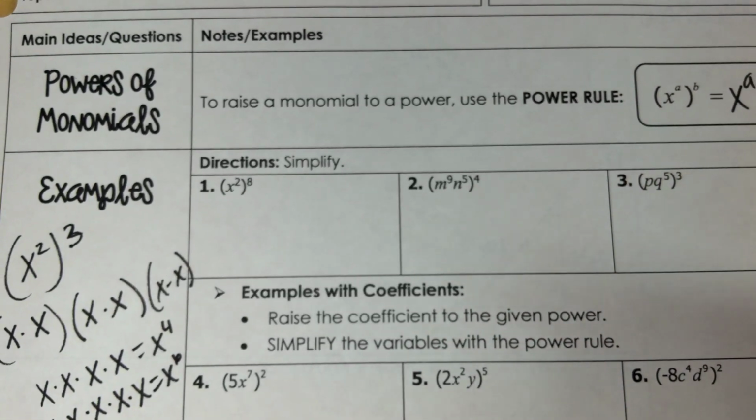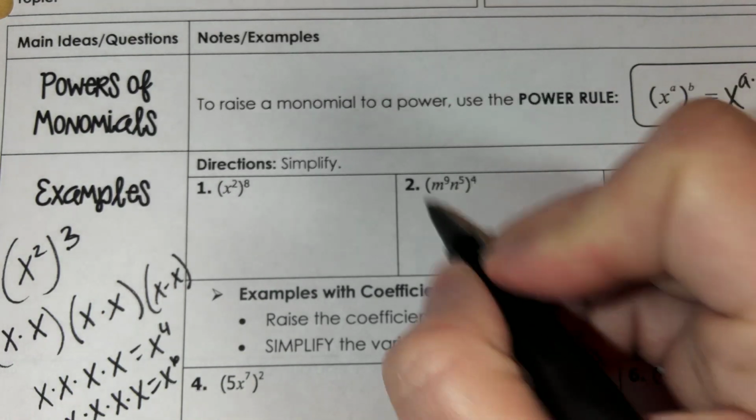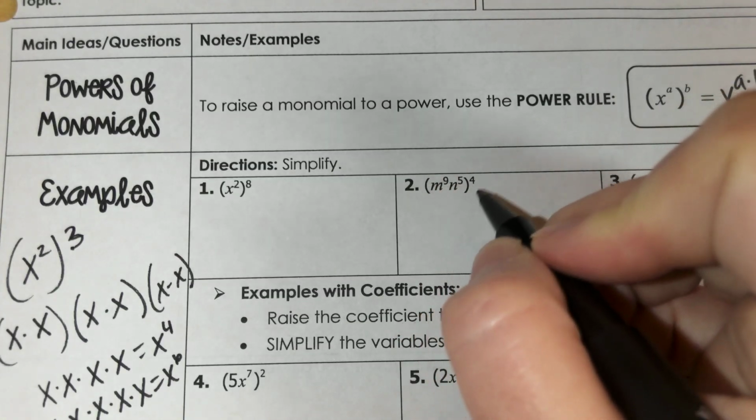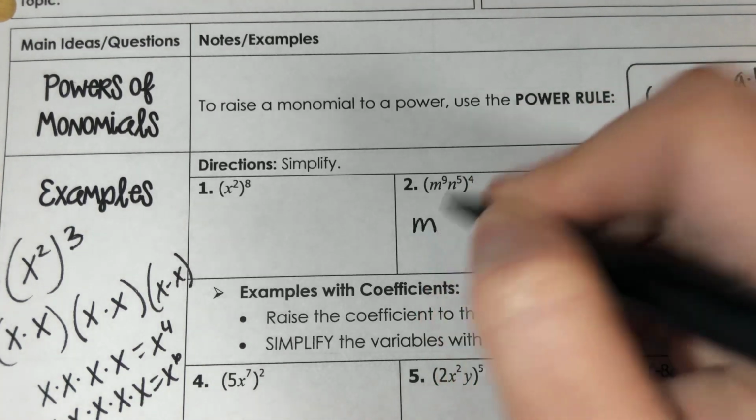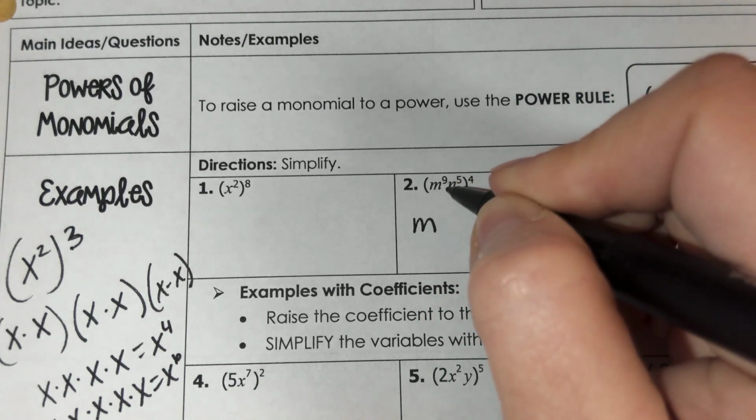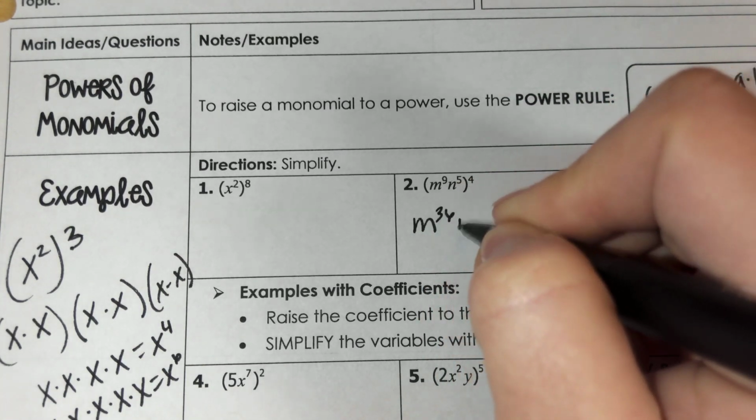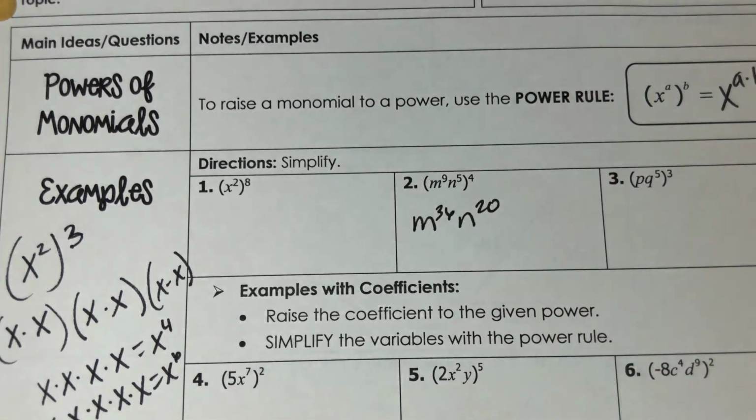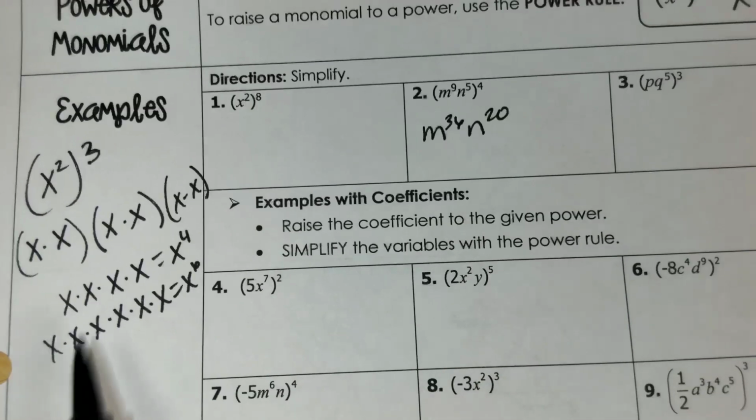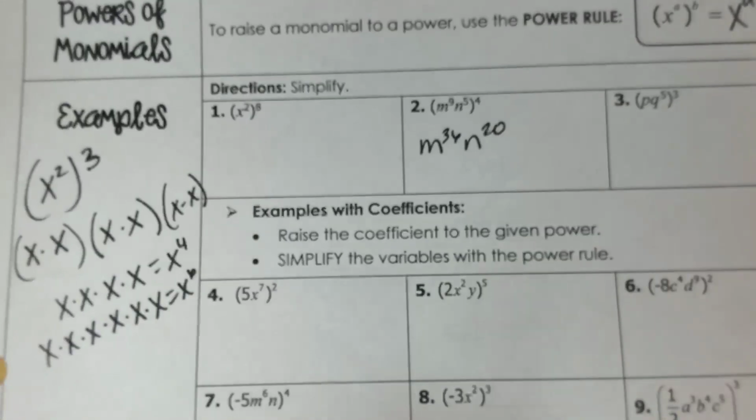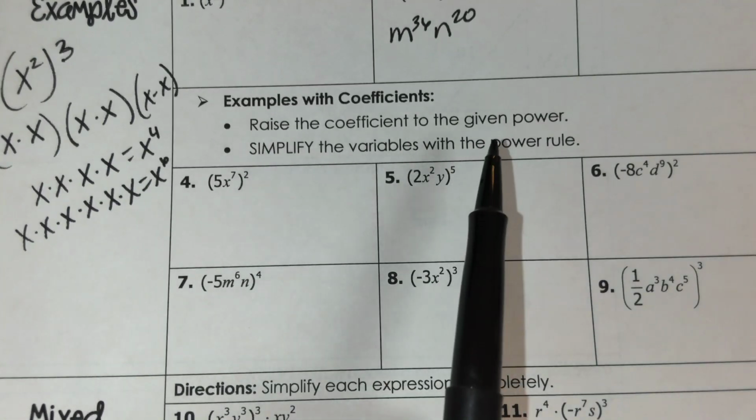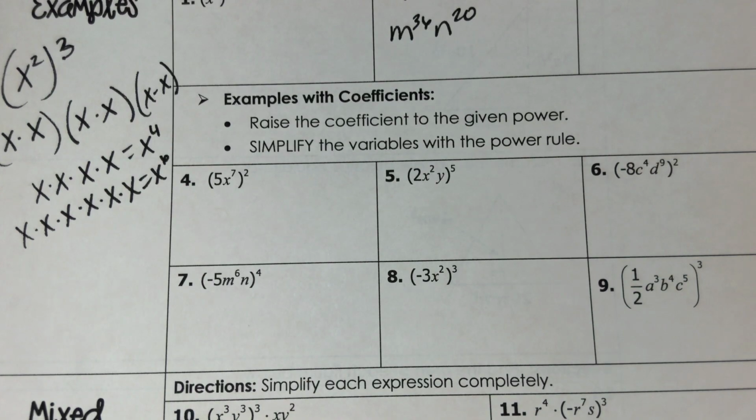So for example, if I had, let's see, number 2 here, m to the 9th power times n to the 5th power, and all of that is raised to the 4th power, we take that 9 and multiply it by 4, and we get 36. And we take that 5 and we multiply it by 4, and we get 20. So we end up with m to the 36th power and n to the 20th power. Definitely don't want to have to write all of that out like this, which is why we use the power rule.